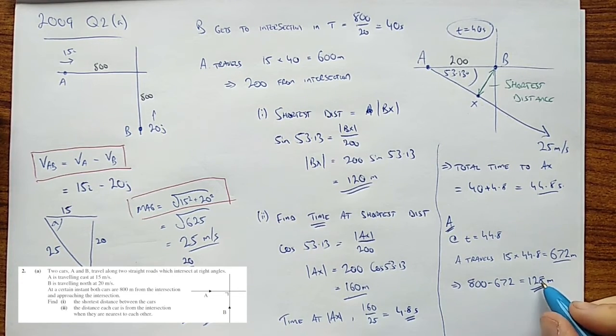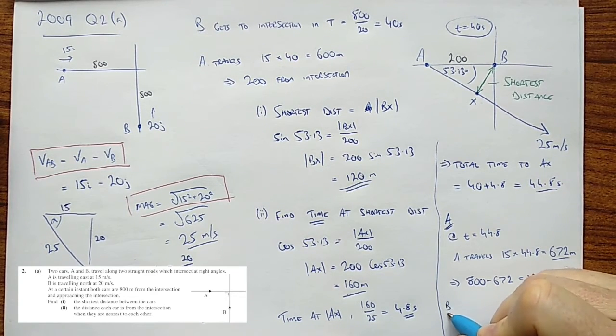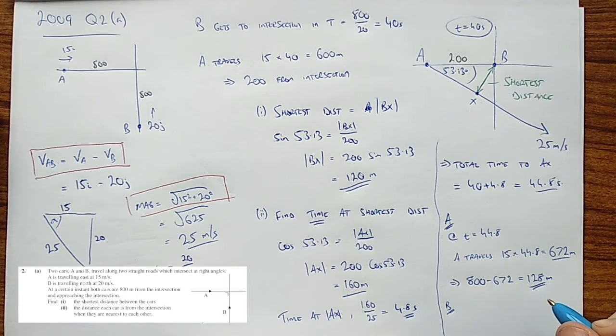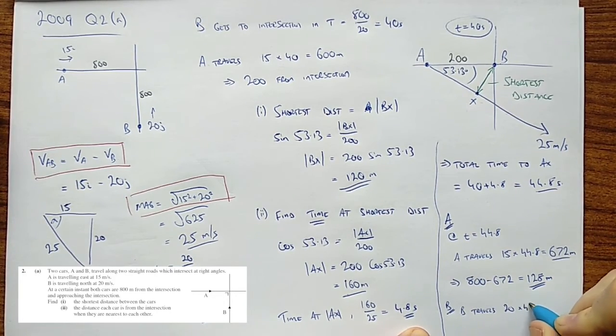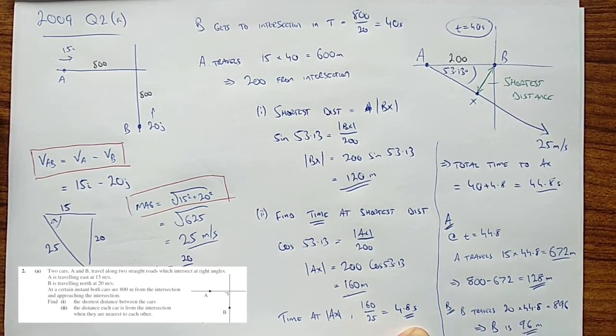B travels 20 by 44.8. So B is going to travel 896 meters, which means it's going to go past the intersection, and you can realize therefore B is 96 meters from the intersection. So total distance is 128 meters from the intersection and 96 meters past the intersection. There we go.